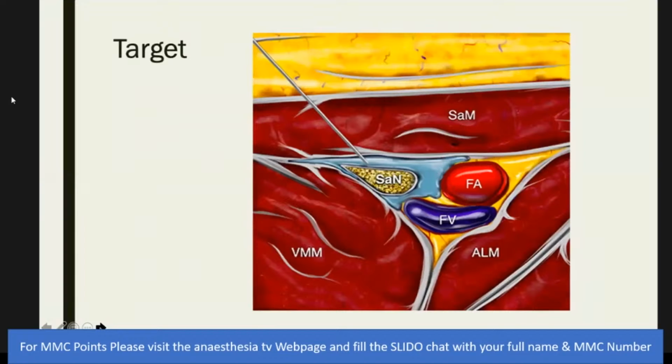This picture is showing the target point in the adductor canal to block the saphenous nerve, anterolateral to the femoral artery.